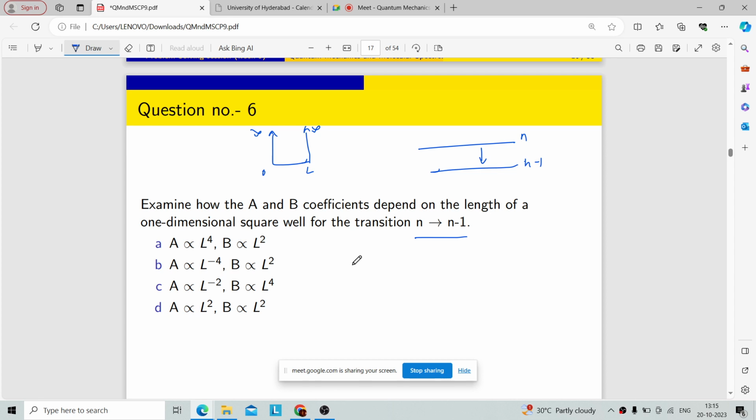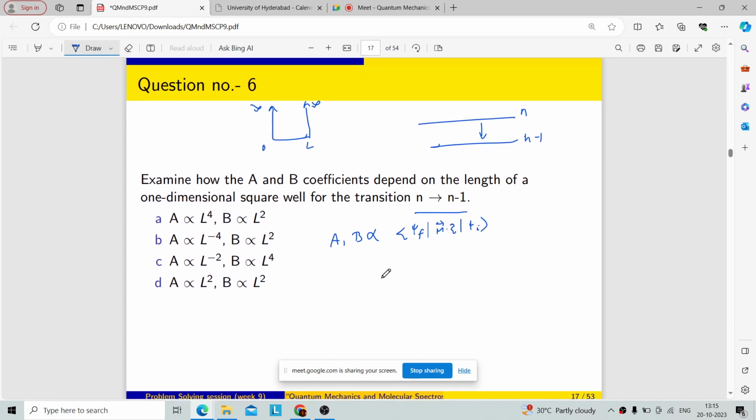Now, the A and B coefficients will be proportional to the transition moment integral. So this will be proportional to the transition moment integral, psi f mu psi i. Actually, these will be proportional to their mod square.